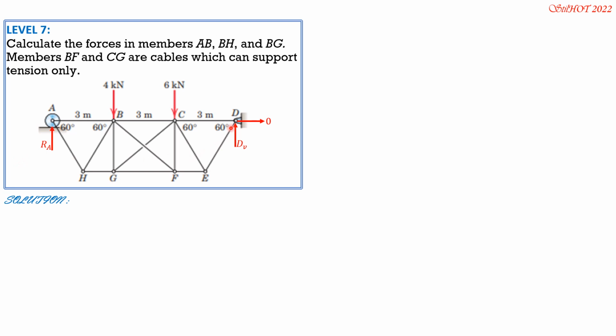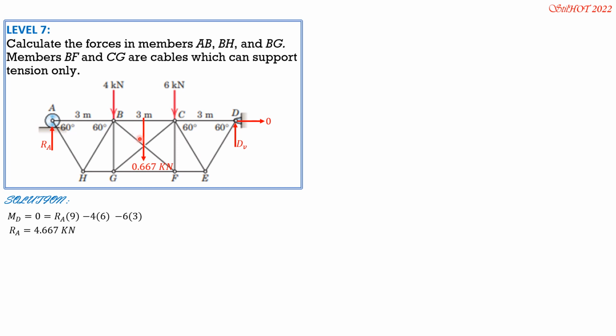So first, moment at D equals zero to solve for RA. Clockwise positive. So we have RA times 9 minus 4 times 6 minus 6 times 3. Then we can solve RA: 4 times 6 plus 6 times 3 over 9. In decimal, 4.667 kilonewtons. If we cut this section here, minus 4, there is still an upward force of 0.667. So therefore, the shear in this panel here must be 0.667 to balance, because this is 4.667 minus 4 minus 0.667 to make it 0.